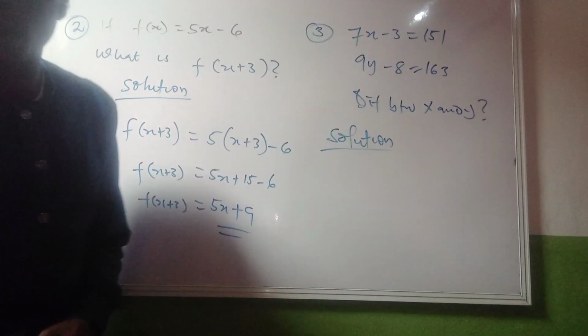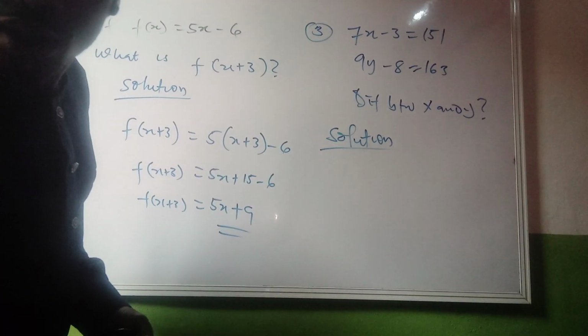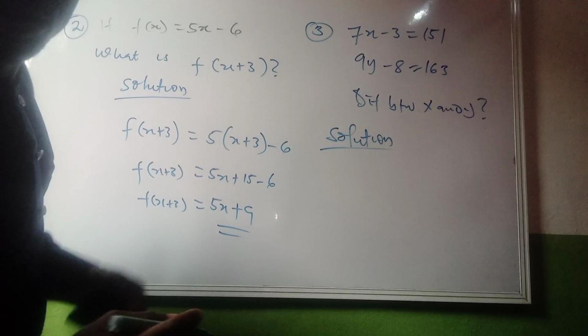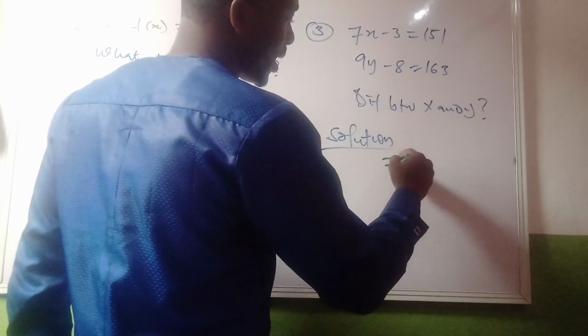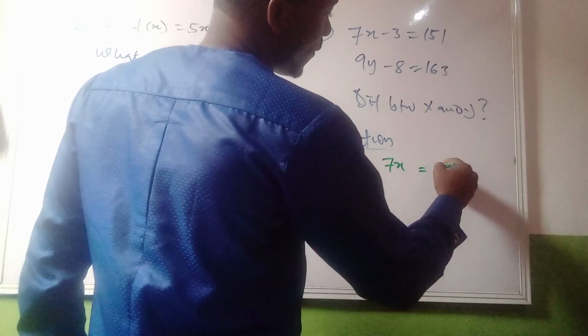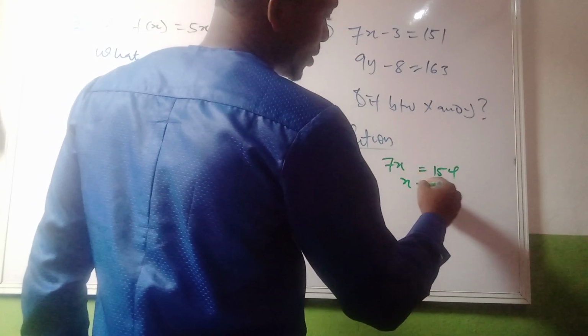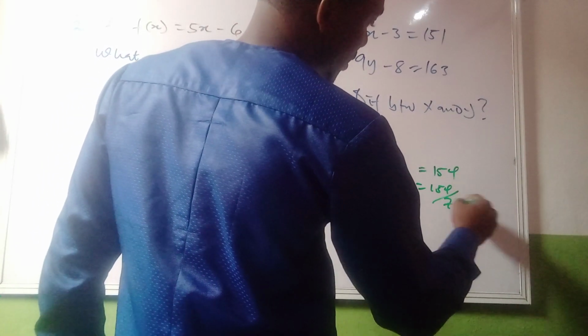Continue from where we stopped. We said if this is the solution to that, we make x the subject of the formula. So we have 7x is equal to 154, and x is equal to 154 divided by 7.